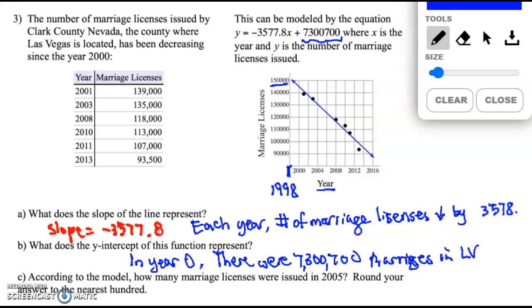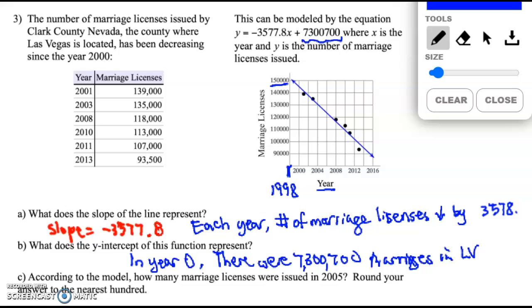Probably in year 0, Las Vegas did not even exist, right? So this does not make sense, but that's what the y-intercept is telling us. Depending on the situation, sometimes the y-intercept will be meaningful. Sometimes it's not going to be so meaningful because you're making too big an extrapolation prediction there.